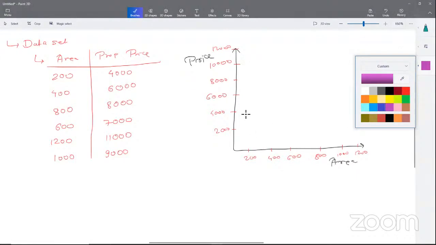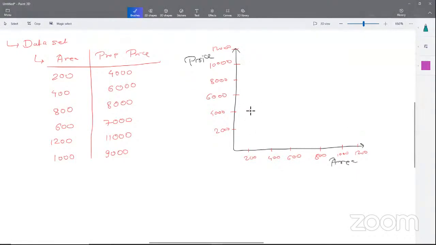So for 200, the price is 4,000, so somewhere here. Then for 400, it's 6,000. For 600, the price is somewhere around 7,000, so let's keep it here. Okay. For 800, it's 8,000. For 1,000, it's 9,000. And for 1,200, it's 11,000.